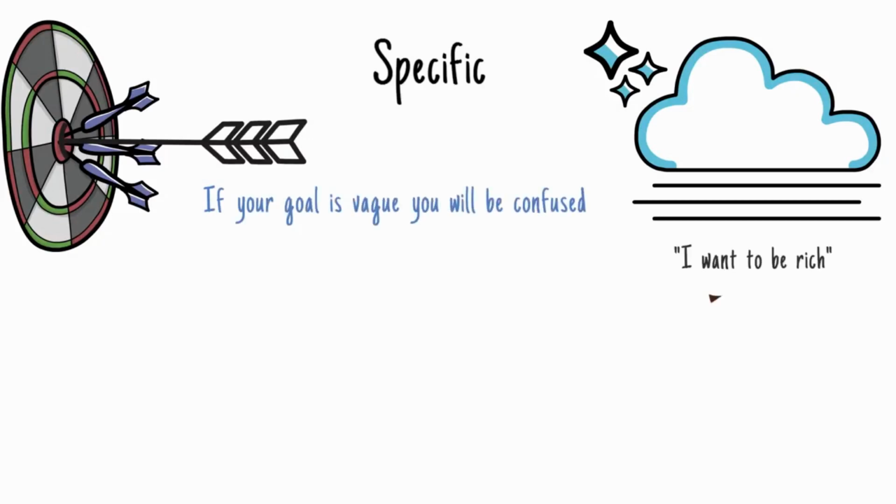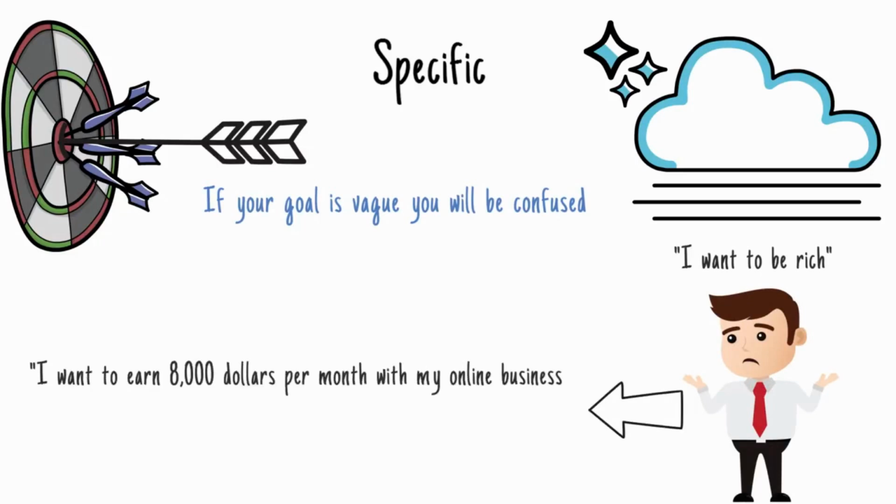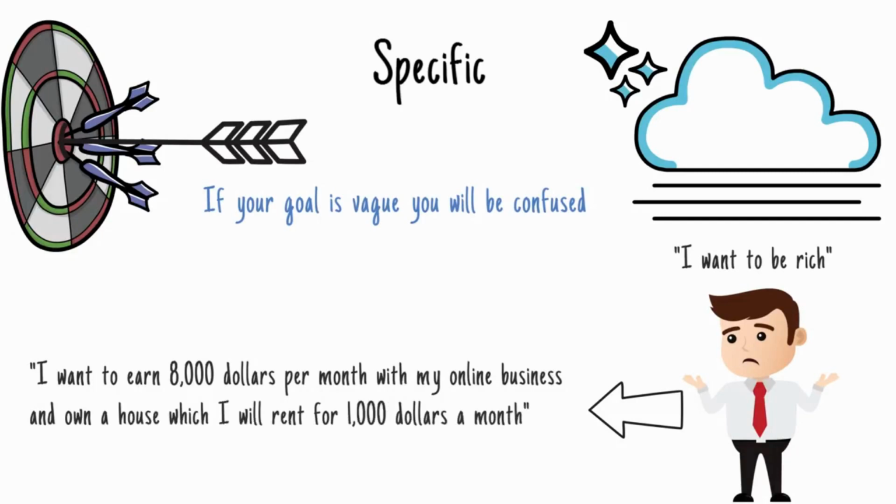I want to be rich. That's not well defined. Instead, say, I want to earn $8,000 per month with my online business and own a house which I will rent for $1,000 a month. You can be even more specific than that and write down more details.